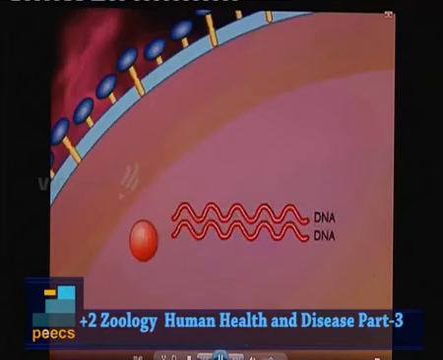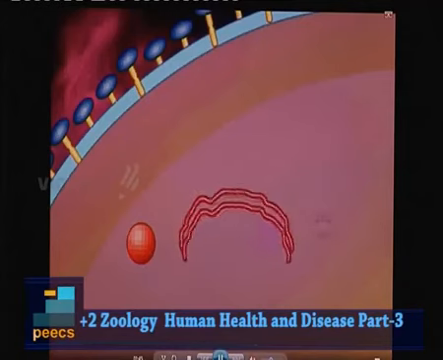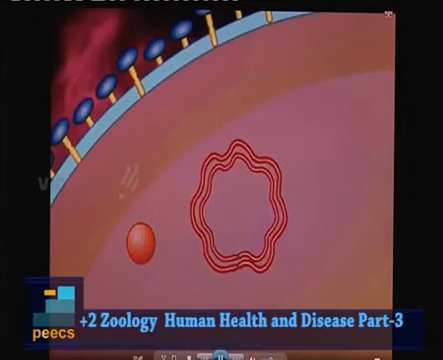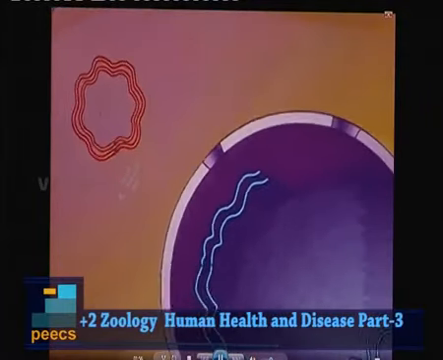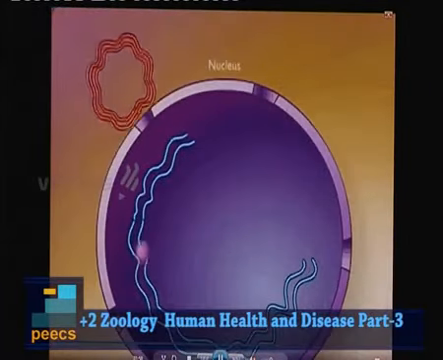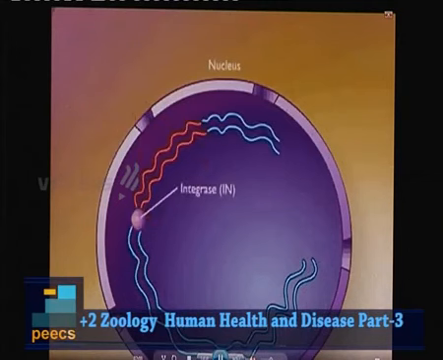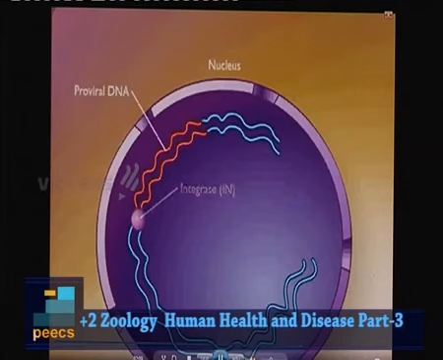Yes, now it becomes a double stranded DNA, and now with the help of integrase, you can see how it integrates into the host genome. Yes, you can see through the pore it is entering into the nucleus, and with the help of integrase, now it is already integrated with the host genome, and you can see the red colored DNA portion, that is the proviral DNA.